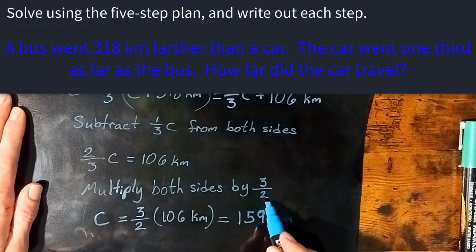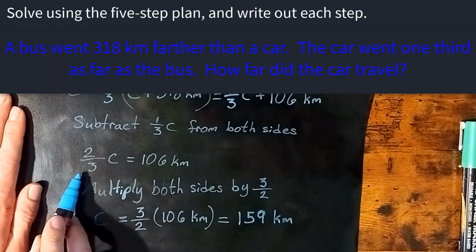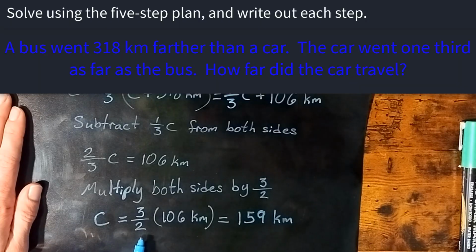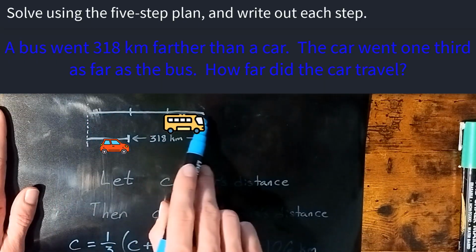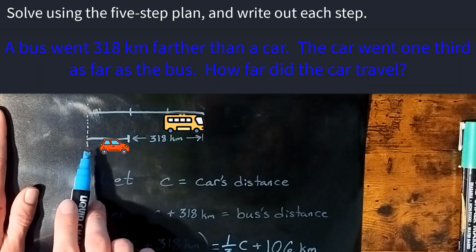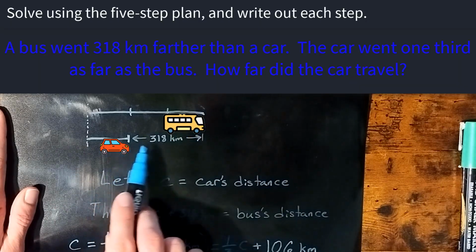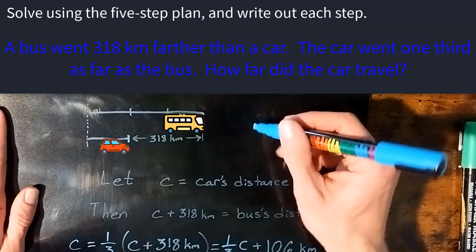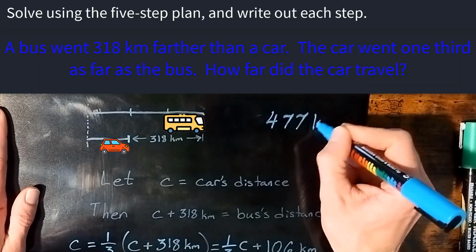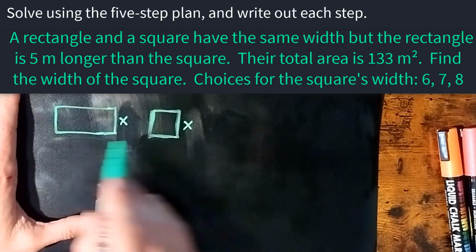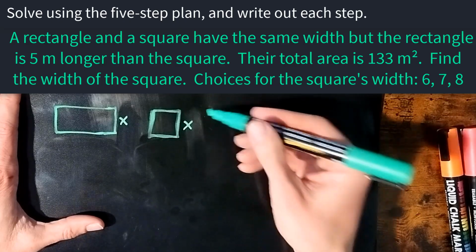Multiply both sides by 3/2 to cancel out this 2/3, and I get 3/2 times 106 kilometers, which equals 159 kilometers. If the question asked for how far the bus traveled, I would add 159 kilometers plus 318 kilometers to get 477 kilometers. A rectangle and a square both have the same width.